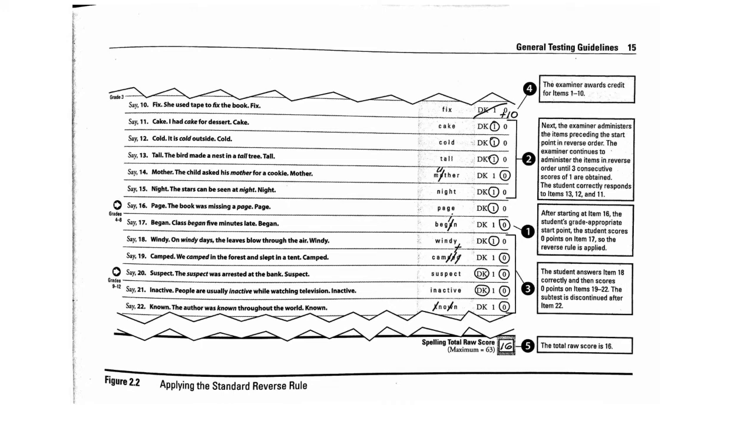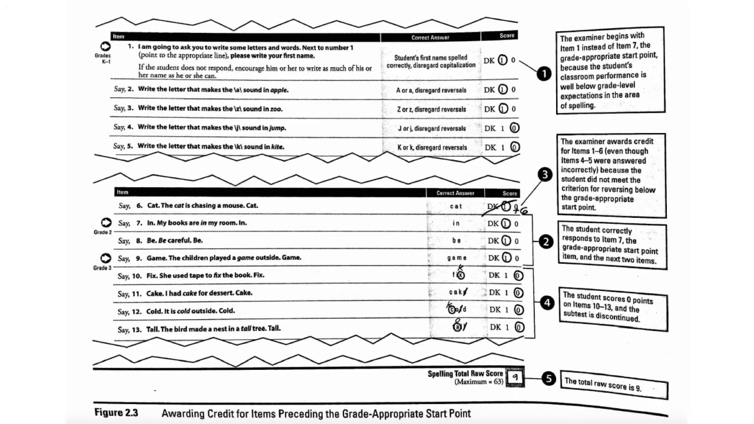We would then look up that raw score in the normed reference section, relative to the student's chronological age when they took the test. And then we would report the standard score for that subtest. Okay? So that's the standard reverse rule. It's not the only reverse rule. Some subtests have specific reverse rules.